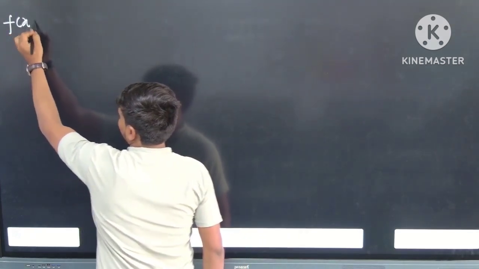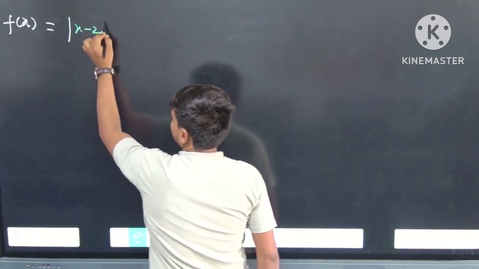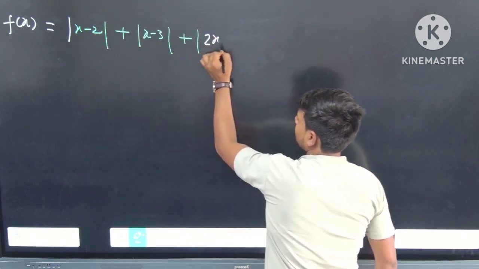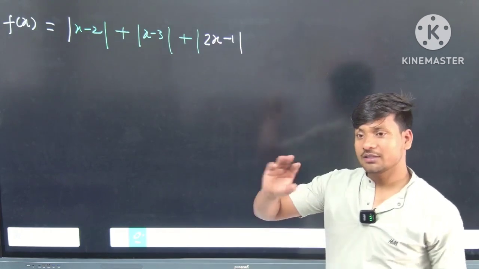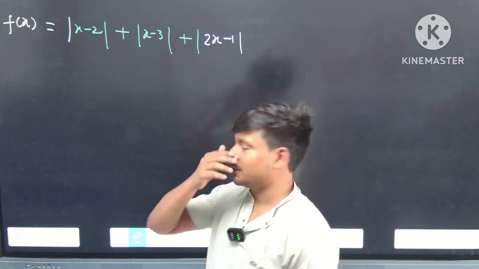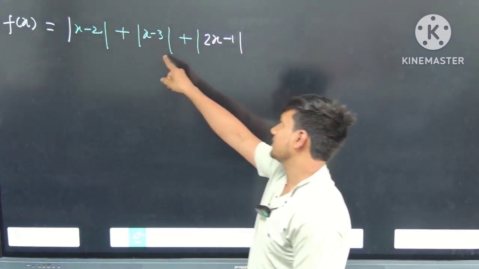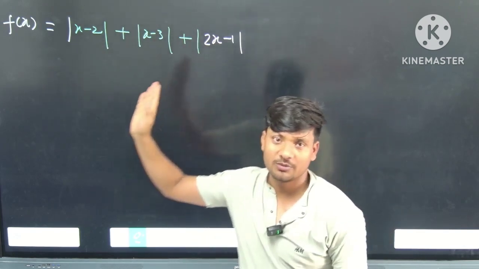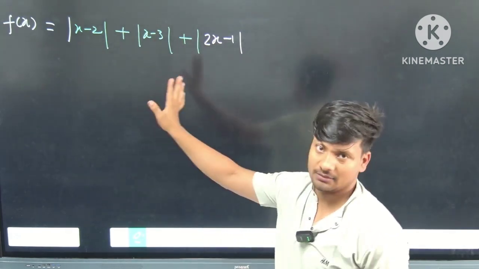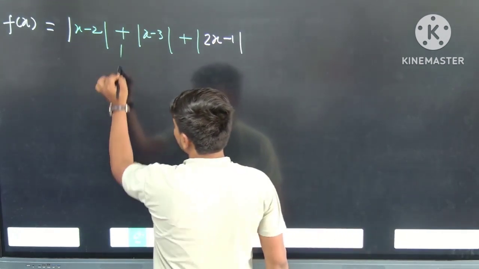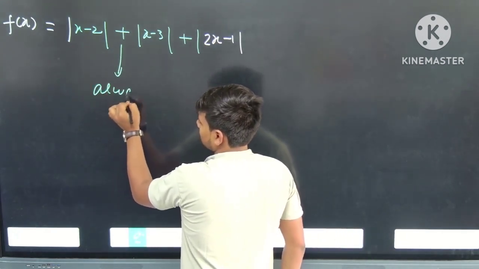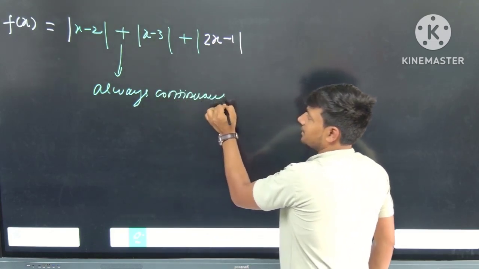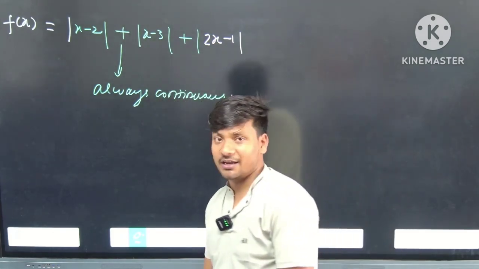First example is f(x) equal to mod(x minus 2) plus mod(x minus 3) plus mod(2x minus 1). Suppose you want to discuss the continuity and differentiability of this function, then these are modulus functions, and under modulus you can see all these are 1 degree polynomials, hence this function is always continuous. So if we discuss continuity, it is always continuous, that is continuous at every single point in the real line.